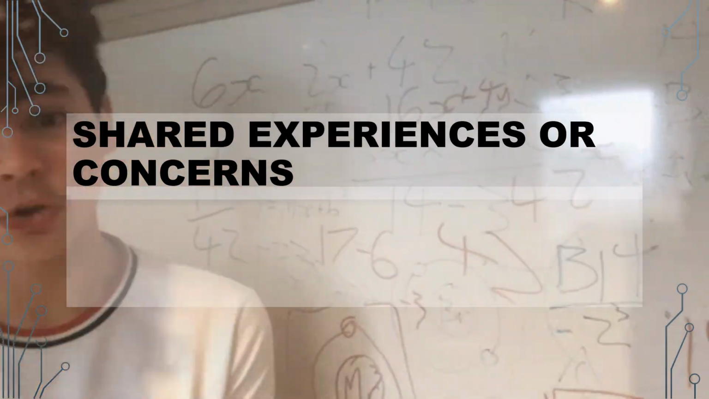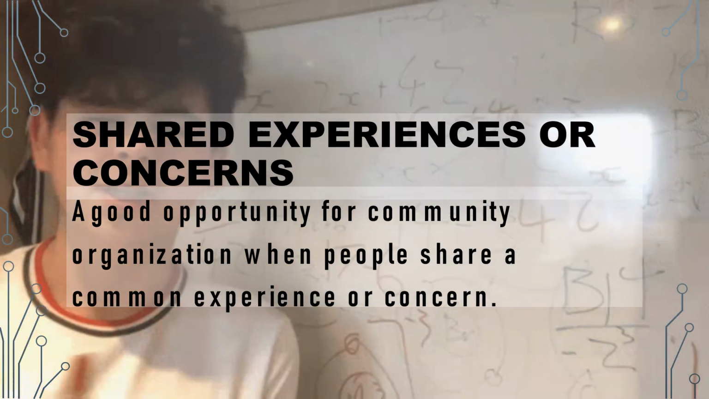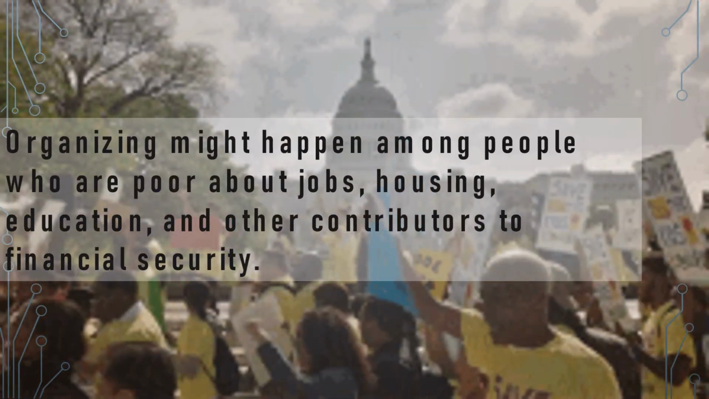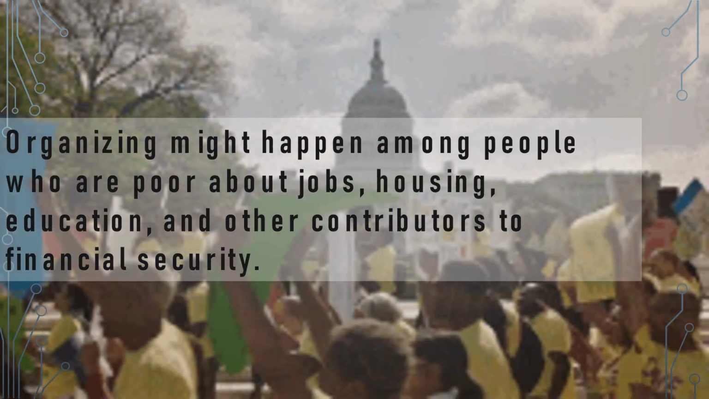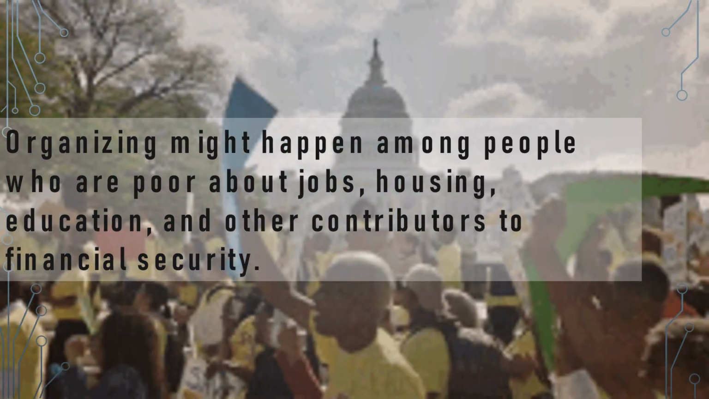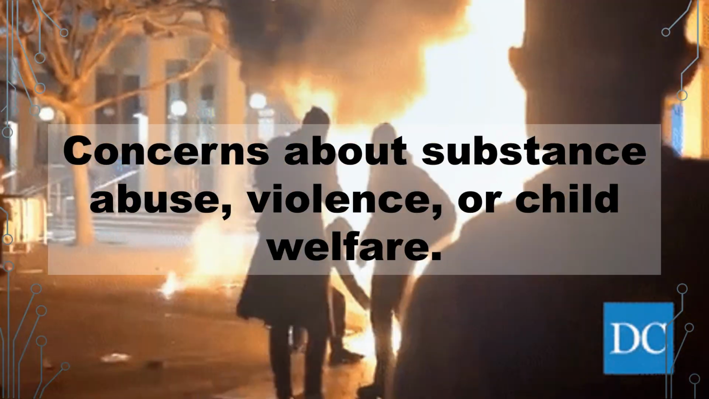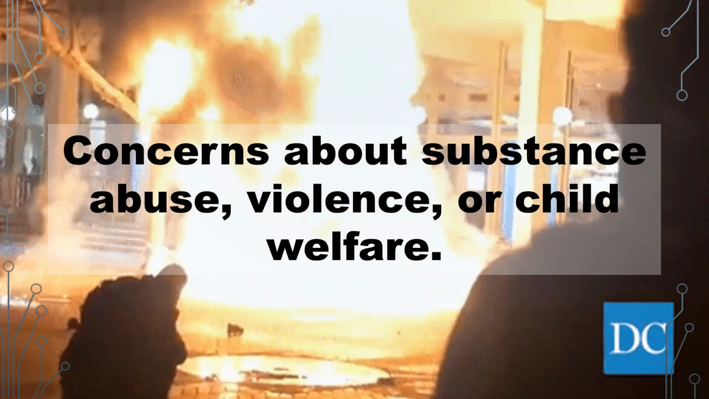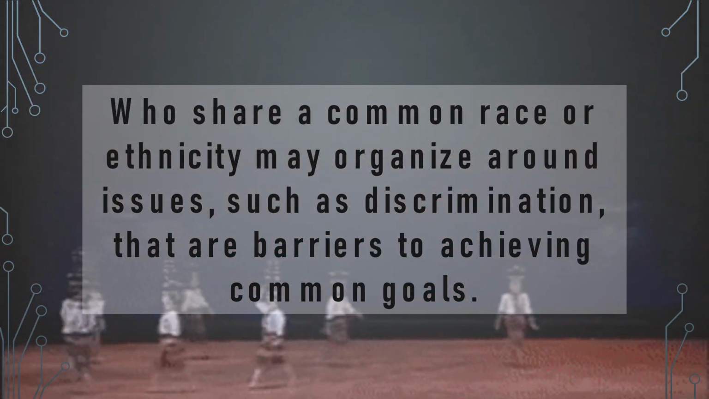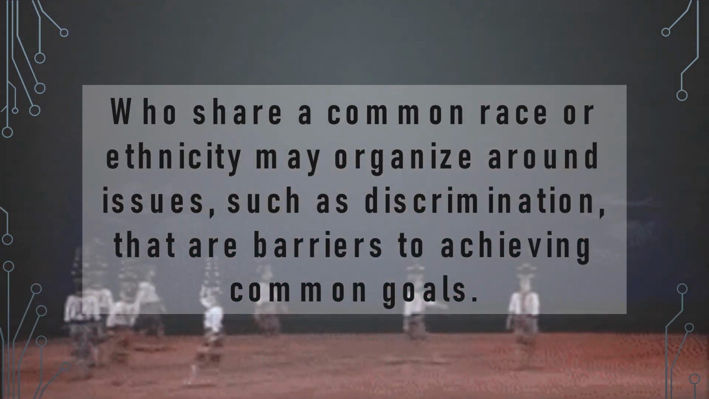Number 3, shared experiences or concerns. It's a good opportunity for community organization when people share a common experience or concern. For example, organizing might happen among people who are poor about jobs, housing, education, and other contributors to financial security. Organizing frequently occurs among those who have concerns about the same issues such as substance abuse, violence, or child welfare. Those who share a common race or ethnicity may organize around issues, such as discrimination, that are barriers to achieving common goals.